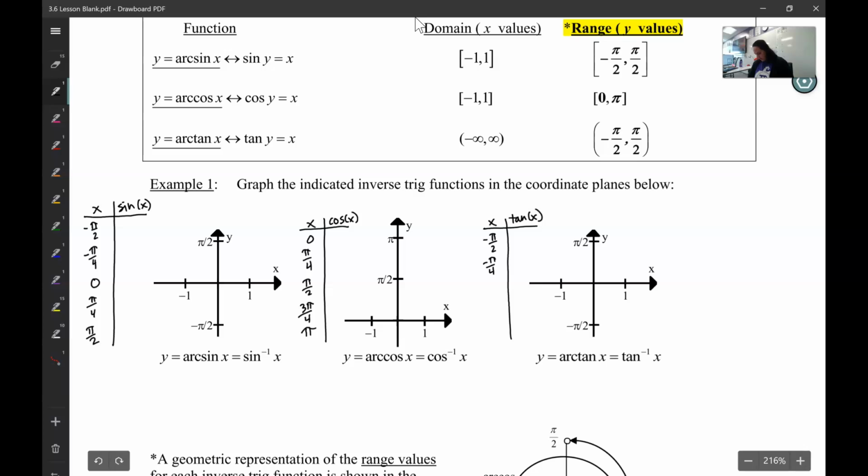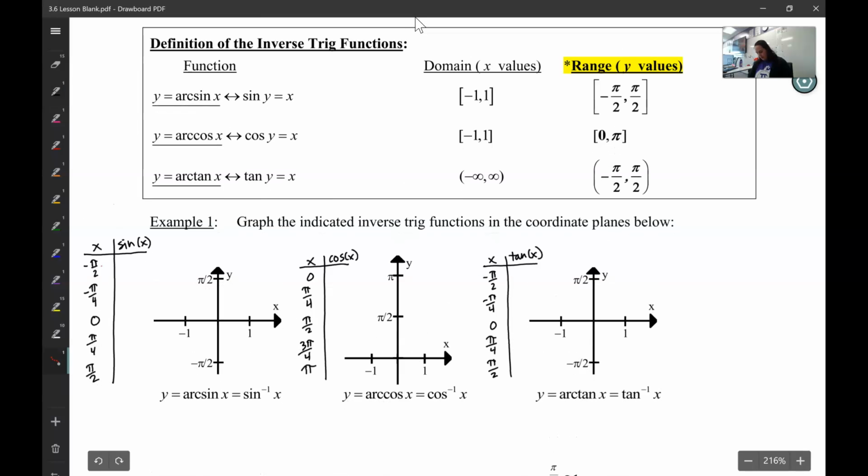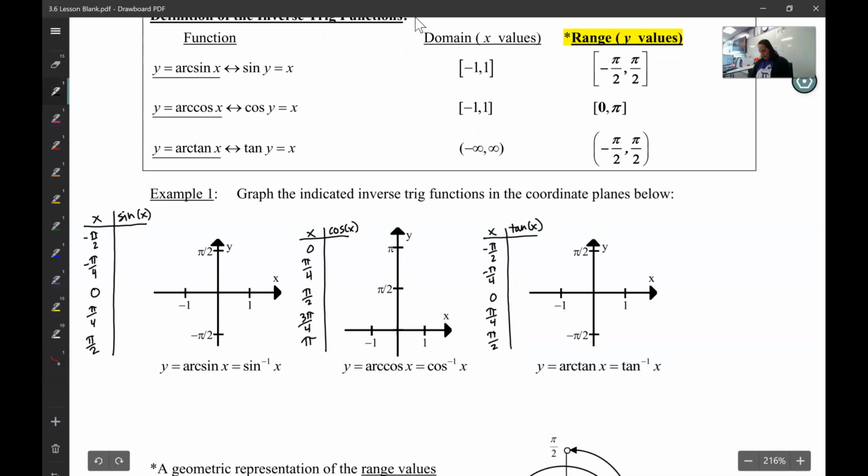You'll notice as I'm writing these x values that they all go between the domain restrictions listed above. So sine is between negative pi halves to pi halves. Cosine is 0 to pi. Tangent is negative pi halves to pi halves. Okay, so I want you to pause the video, take a second with your calculator to plug all these values in. Make sure your calculator is in radians, not degrees. So plug these values in and fill in the table. When you're done with that, come back and we'll graph them from there.